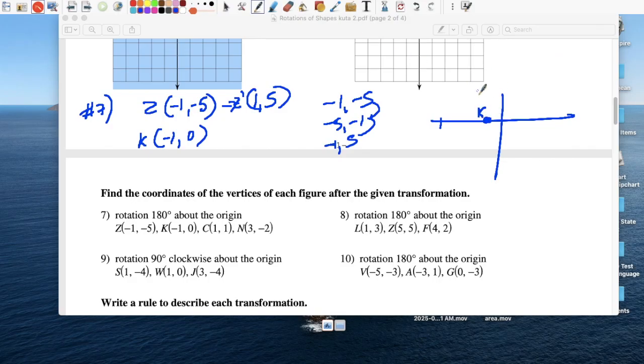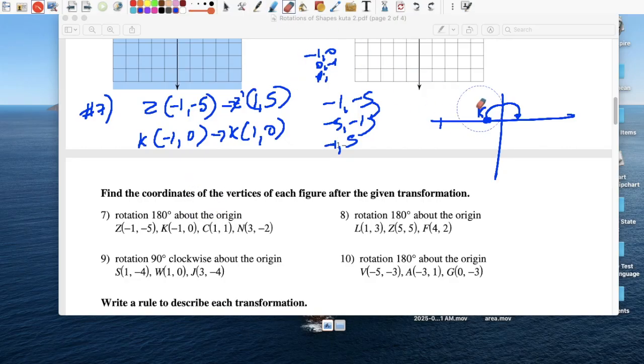It's going to travel 180. So it's going to go from here to here and then to here. So (-1, 0) becomes (0, -1), and then becomes (1, 0). Take the sign out, because it's going to go from here to here and here, on this side of the x-axis. K prime is (+1, 0).